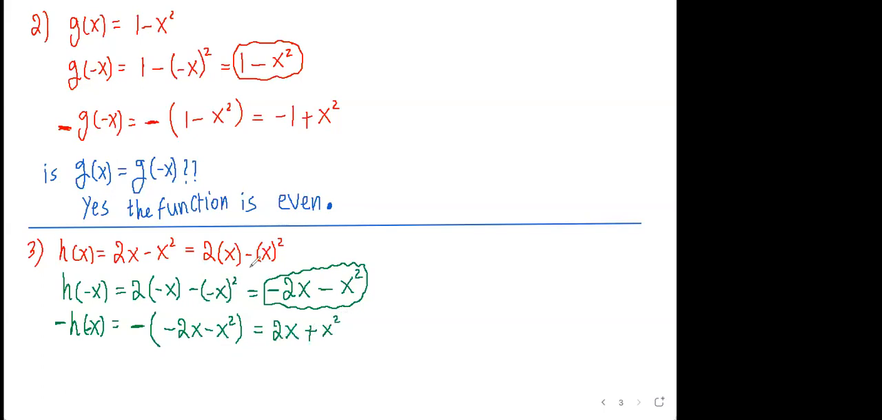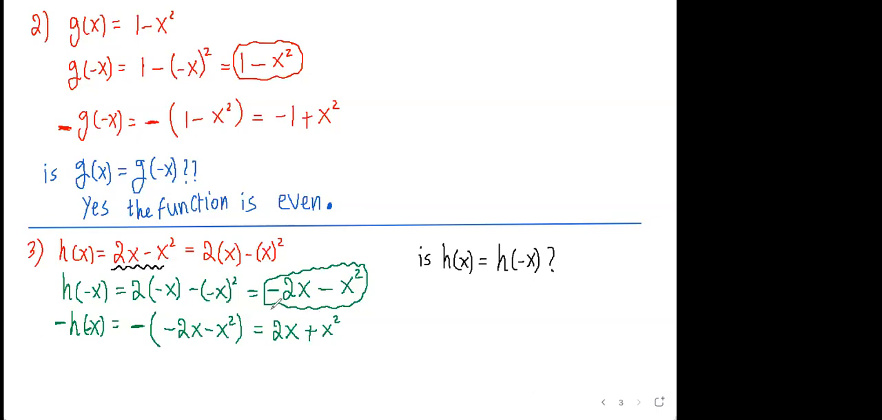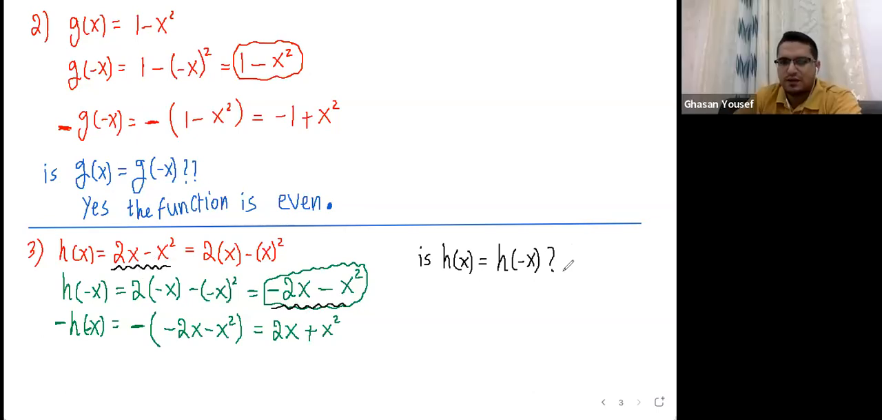Exactly. Nice. Now you're going to ask yourself the same question. Is this function h of x equal to this function h of minus x? Is this equal to this? Looking here, 2x minus x squared and here minus 2x, so the answer is no, it's not equal. So the function is not even.